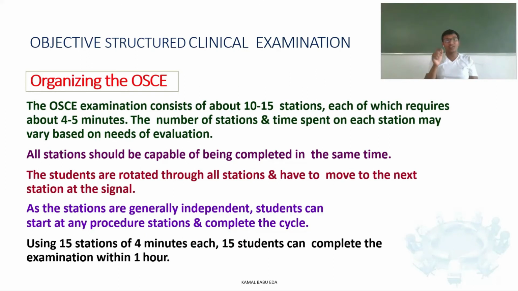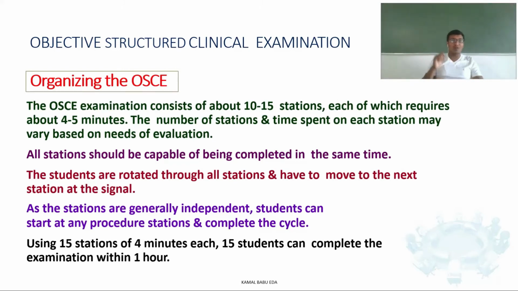Now, how they organize it. This OSCE consists of nearly 10 to 15 stations. Each station requires about 4 to 5 minutes. When a student is passing through the stations, they have to spend about 4 to 5 minutes. The number of students and time spent on each station may vary based on the need of evaluation. For example, history taking will take some time, performing a procedure will take more time than history taking, and if the examiner wants to assess communication, it will take some more time. So based on the need of evaluation, the time may vary.